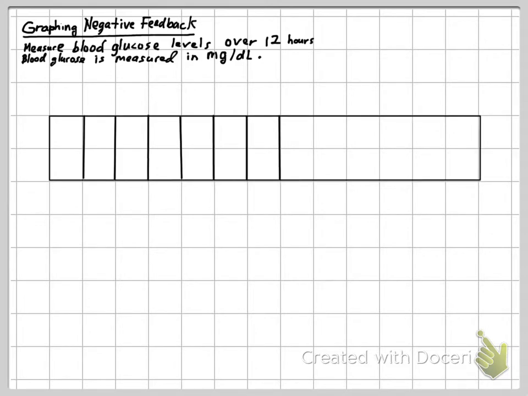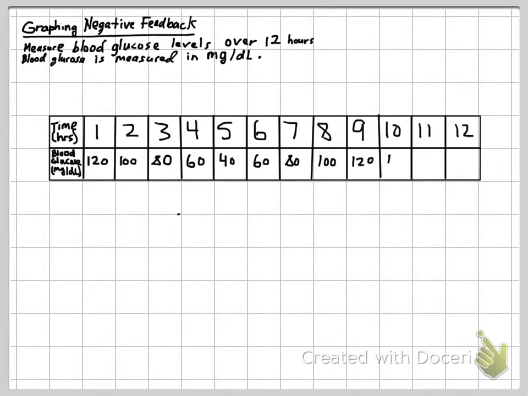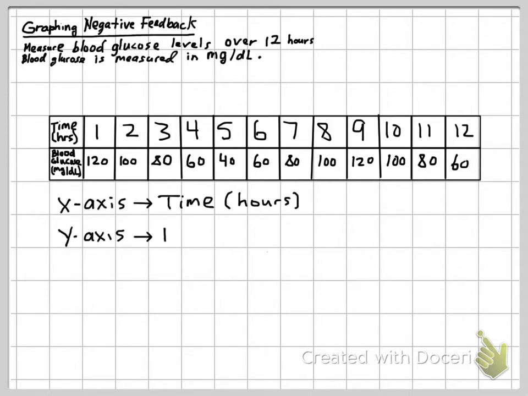So here's the data that we gathered, with time on the top and blood glucose levels on the bottom, and we've got a measurement every hour. Looking at that data, we have to decide what's going to be on the x-axis and what's going to be on the y-axis when we graph it. On the x-axis, we're going to have time in hours, and on the y-axis, it's the thing we're measuring, which in this case is blood glucose in milligrams per deciliter.